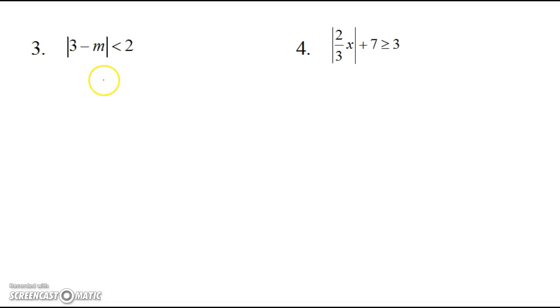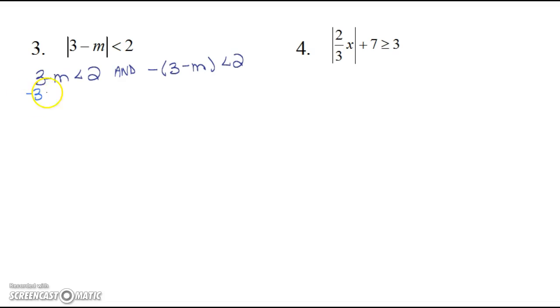Let's look at problem 3. Is it possible for a distance to be less than 2? Absolutely. So I will write my 2 complete sentences. 3 minus m is less than 2. The opposite of 3 minus m is less than 2. We're looking for distances that are smaller. That's an AND.